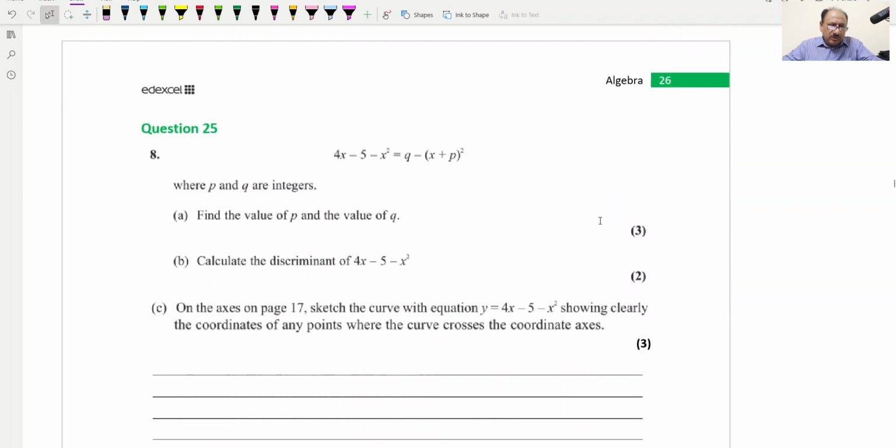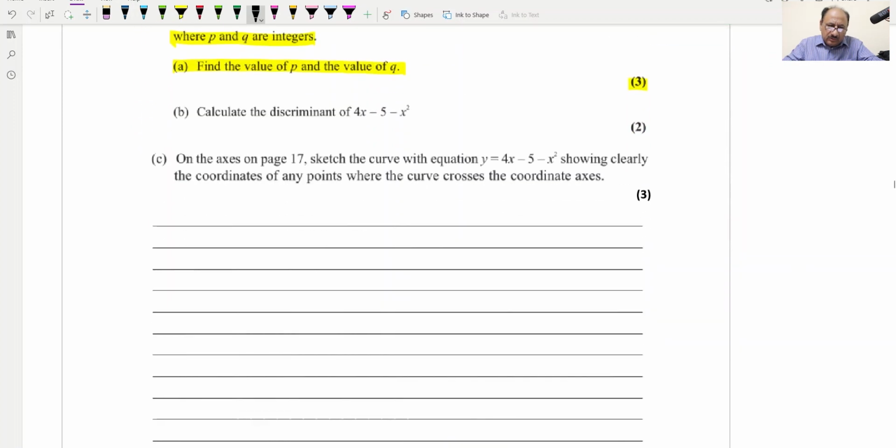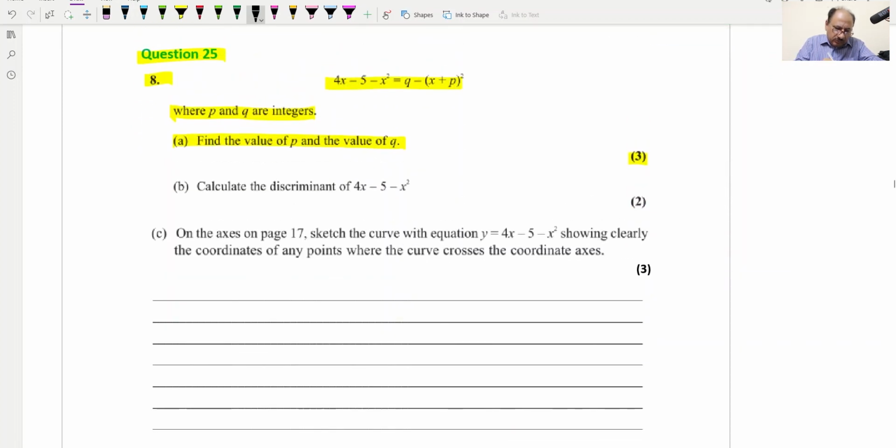Now question number 25 of the topic wise file and question number 8 of the past paper. This is the given. It's basically completing square format where p and q are integers. Find the value of p and the value of q. So this is 3 marks part. A part we can move a little above. So a part will be 4x. We can copy the question.